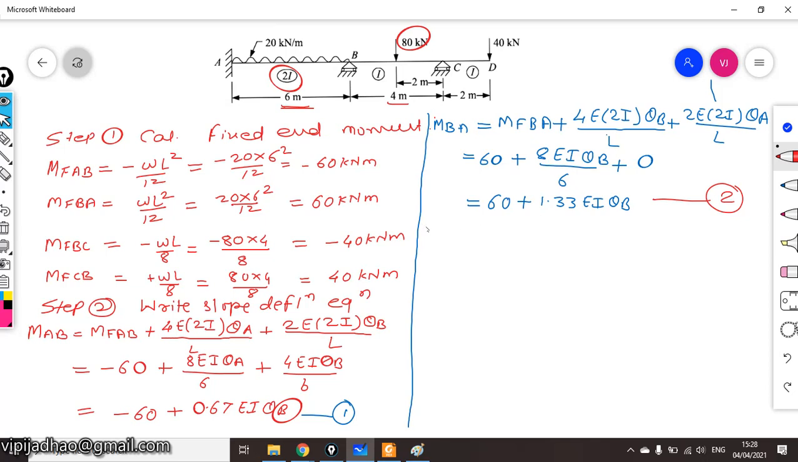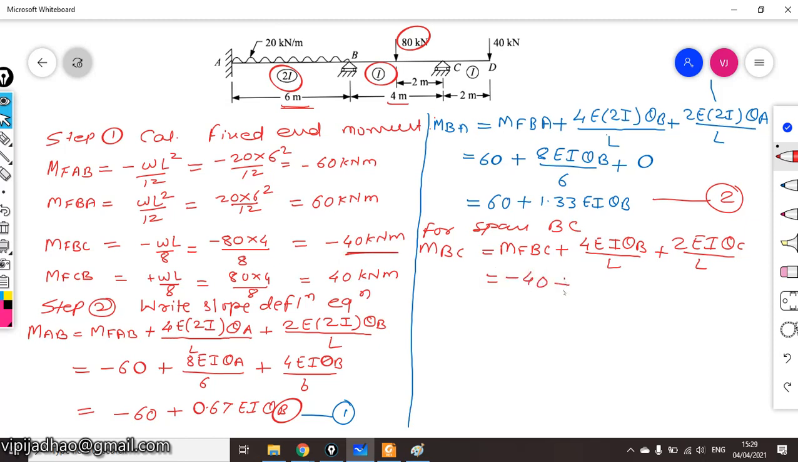Now for span BC, MBC, the slope deflection equation will be MFBC plus 4EI theta B divided by L plus twice EI theta C divided by L. Here the value of I is given as I, therefore we take it as I. We have MFBC equal to minus 40, and L is equal to 4 meter, therefore 4 EI theta B divided by 4 plus twice EI theta C divided by again 4.